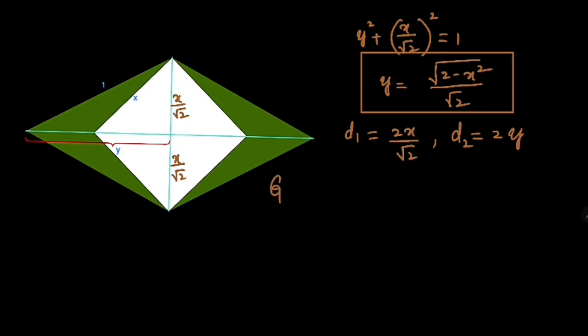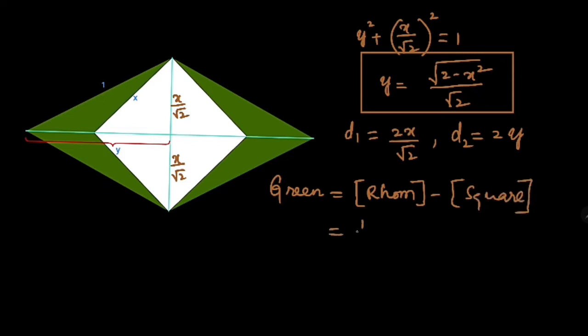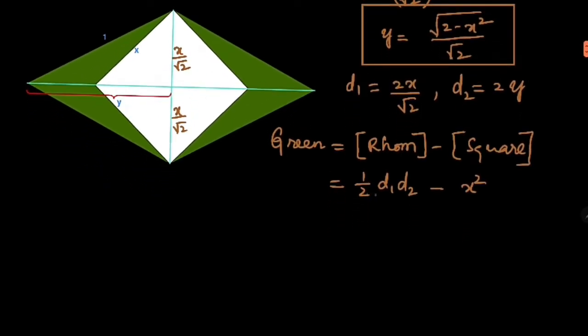Green area equals area of rhombus minus area of square. We know the area of rhombus is half d1 into d2, and the area of square is side square. Here the side is x. So here the d1, d2 values are there and the y value is there.